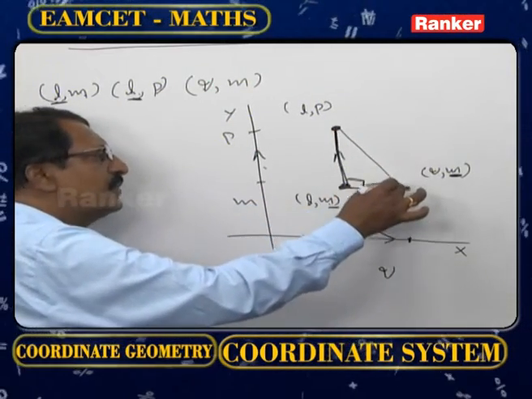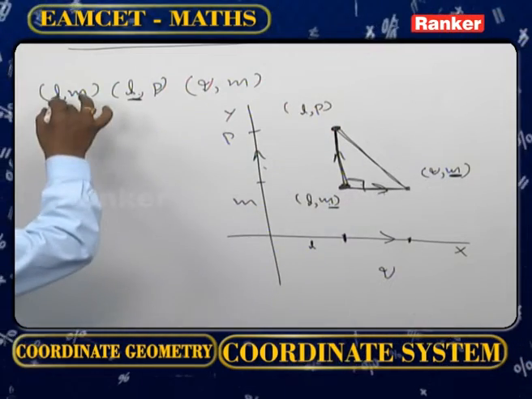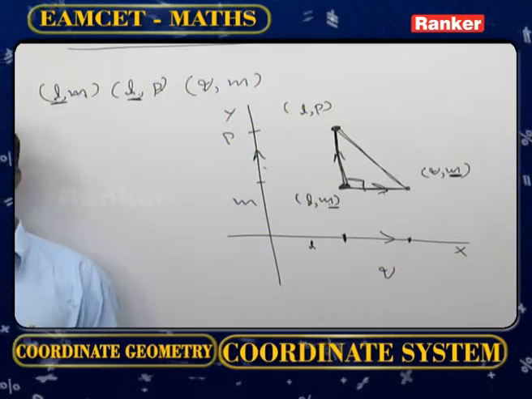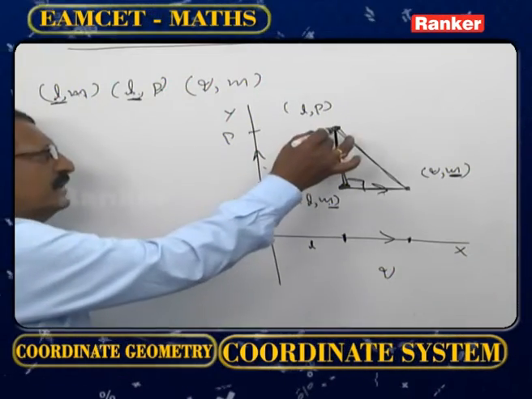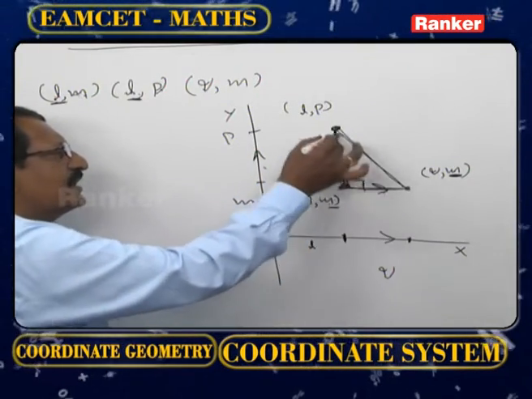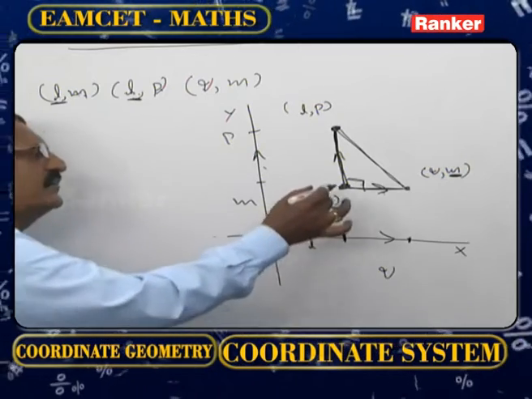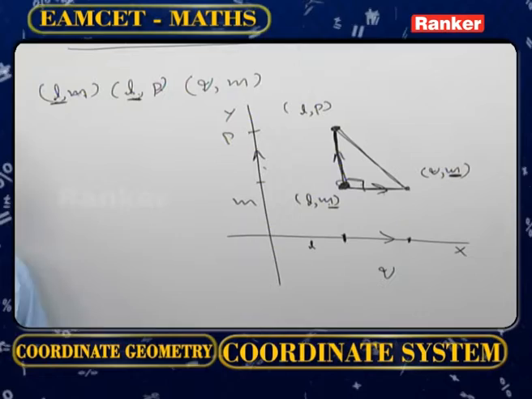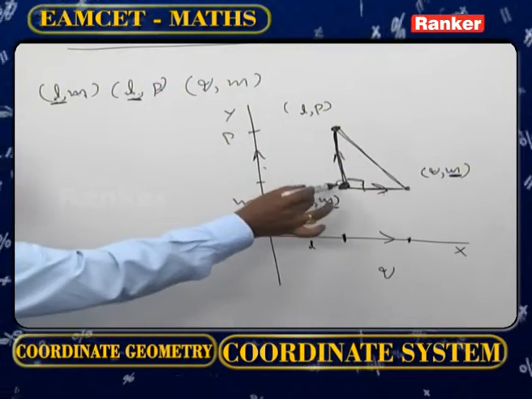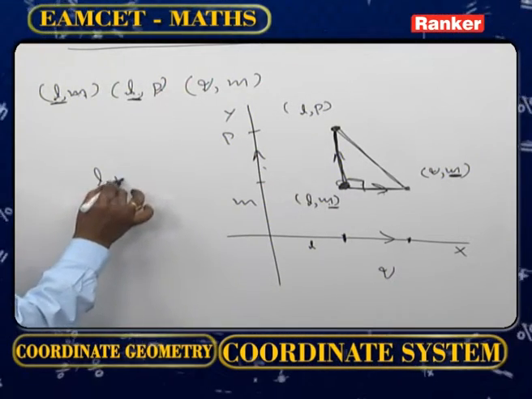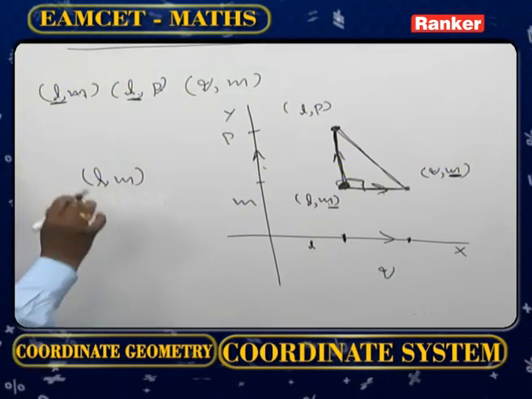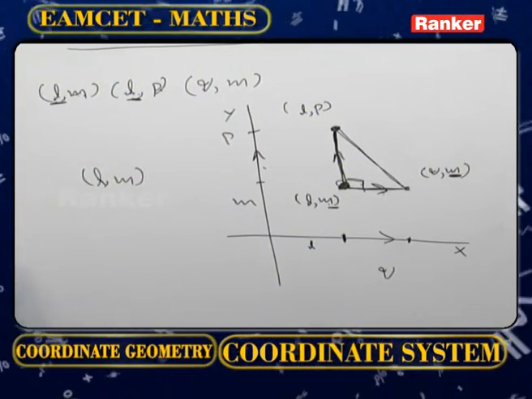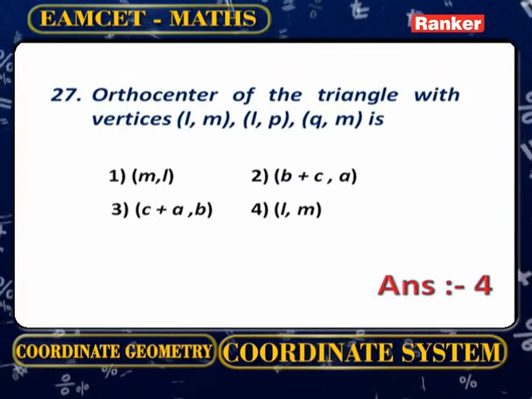Then the triangle formed by the given 3 points L comma M, L comma P and Q comma M is a right angle triangle. Then the orthocenter of the right angle triangle is its right angled vertex. Therefore the orthocenter of the triangle formed by the given 3 points is L comma M. The answer is the fourth option.